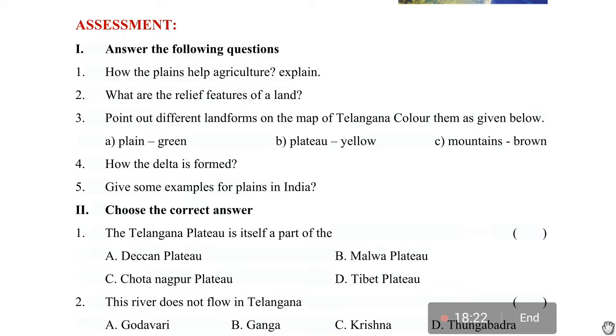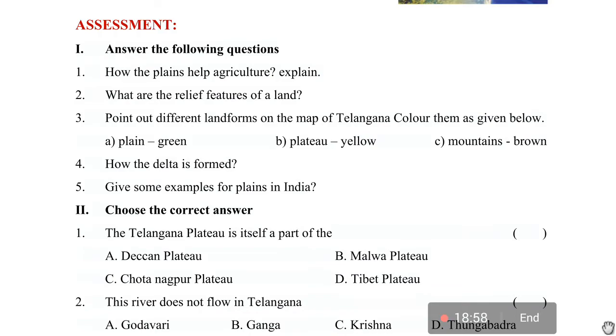Point out different landforms on the map of Telangana. Color them as given below. Plains in a Telangana map, you have to add green color. In plateau, yellow color. Mountains, brown color. These three colors are used on the Telangana map.